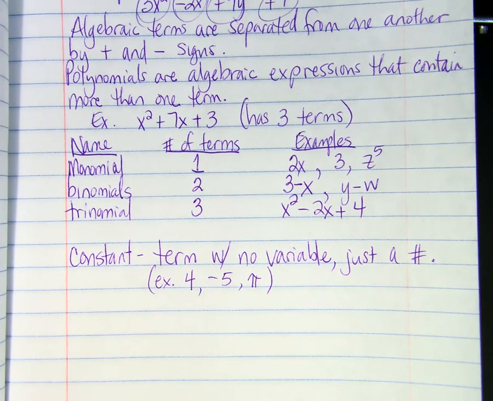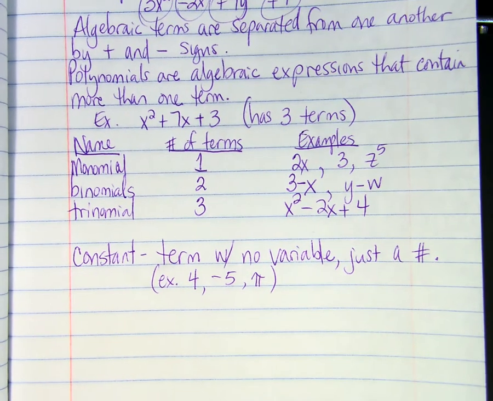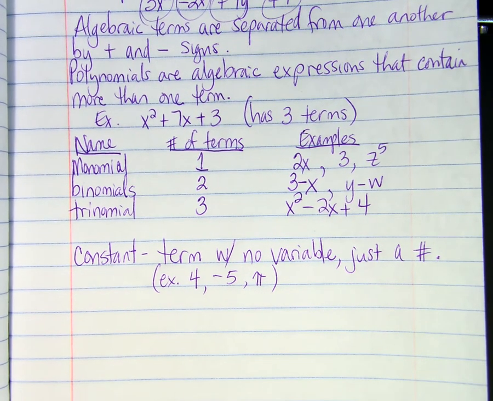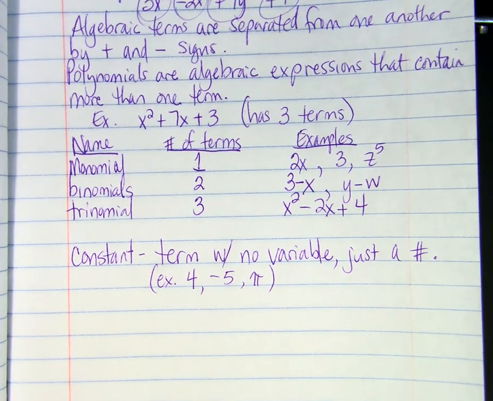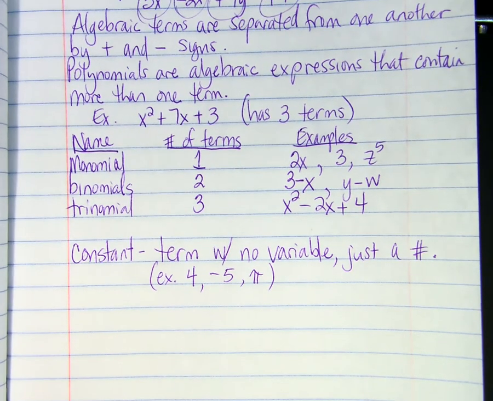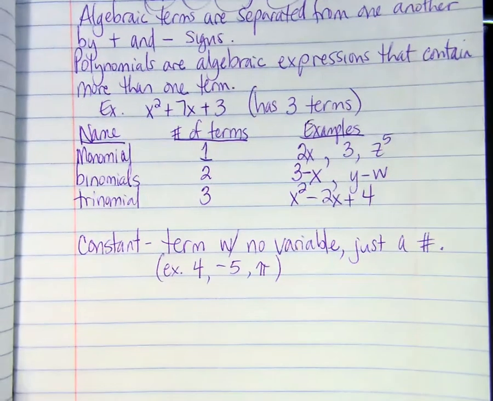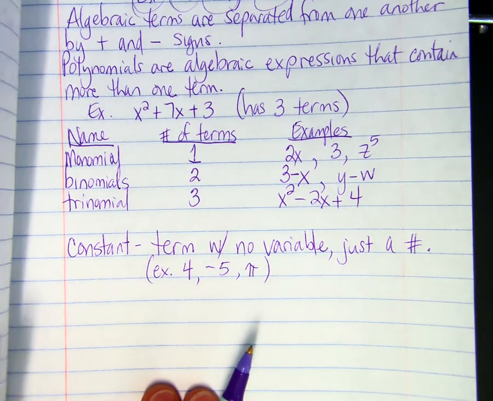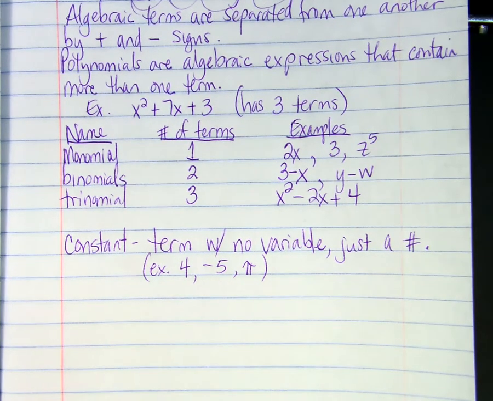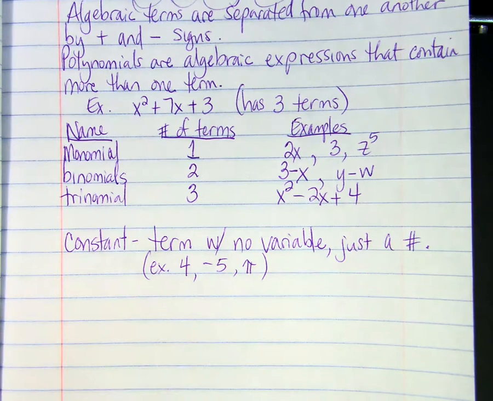Like, you know, when you see the letter X, sometimes it means 4, sometimes it means 2, sometimes it means a half. Like, variables can vary in what they represent. Constants are just constantly the same. So they're just numbers. It has no variable.